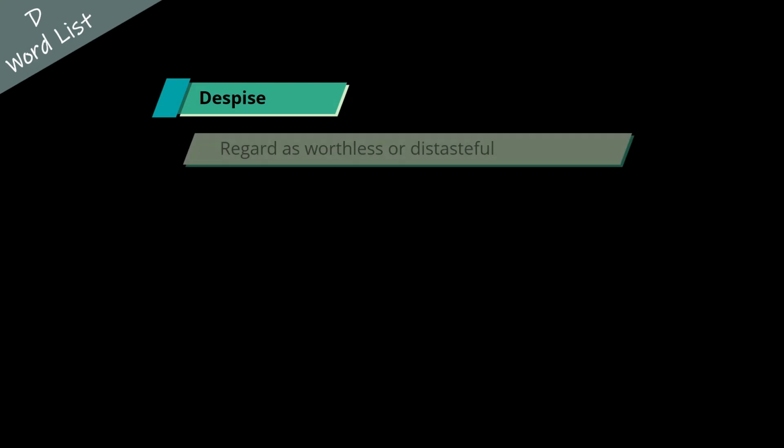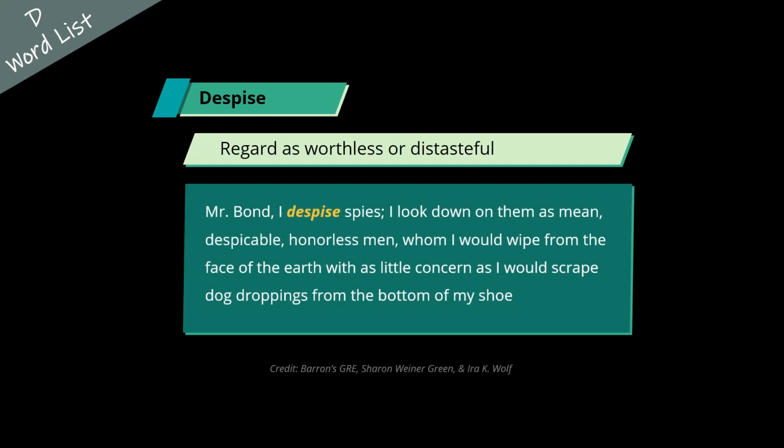Despise means regard as worthless or distasteful. For example, Mr. Bond, I despise spies. I look down on them as mean, despicable, honorless men, whom I would wipe from the face of the earth with as little concern as I would scrape dog droppings from the bottom of my shoe.